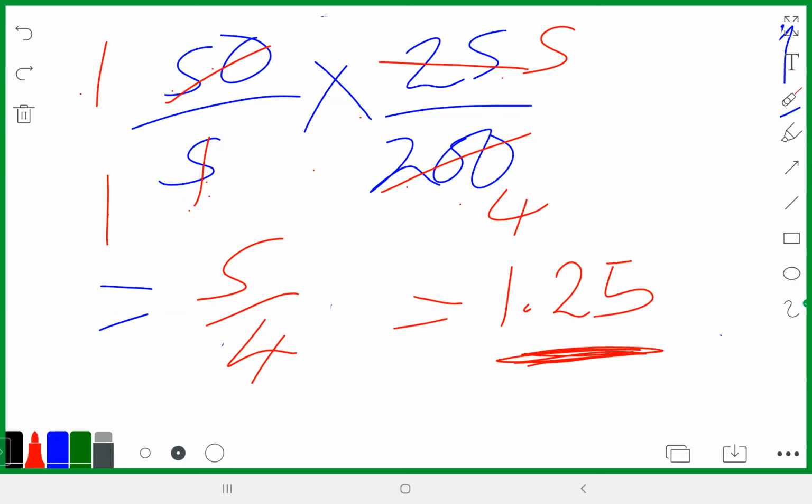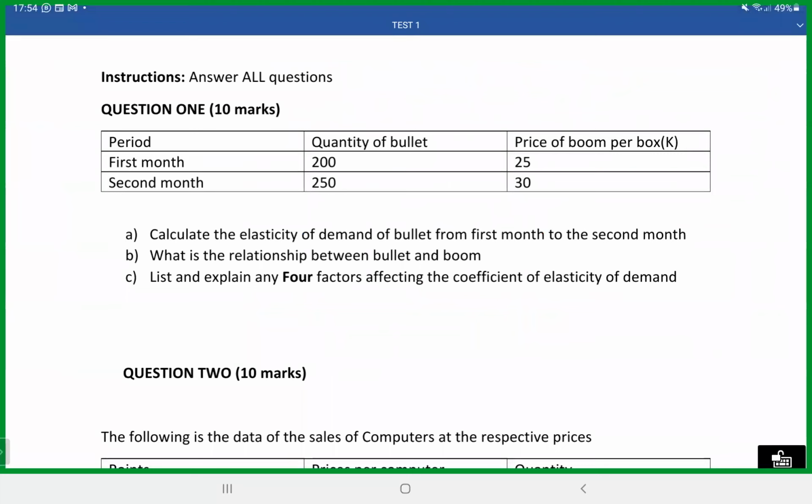And I told you that this has a meaning, okay? When the answer is greater than 1 and when it is positive, that has got implication. Let's go back and read the next question. What is the relationship between the two goods if the answer is positive? Are they luxury, substitute goods or complementary goods? They are substitute goods if the answer is positive. That's what I just said. And if it is negative, they are complementary goods.